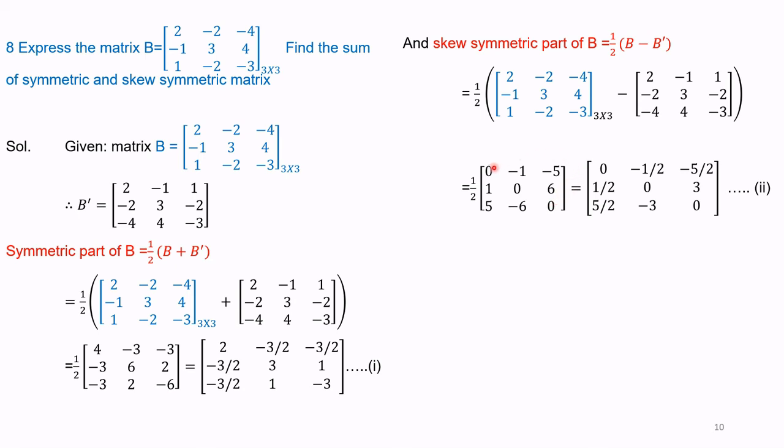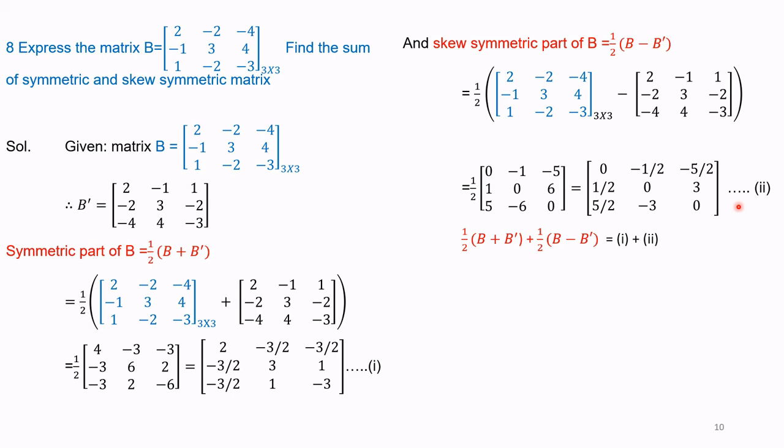Now we multiply with half. So 0 divided by 2 is 0. Minus 1 by 2. Minus 5 by 2. 1 by 2. 0. 6 by 2 is 3. 5 by 2. Minus 6 by 2 is minus 3. And the last element is 0 by 2, which is 0. Let this be equation 2.